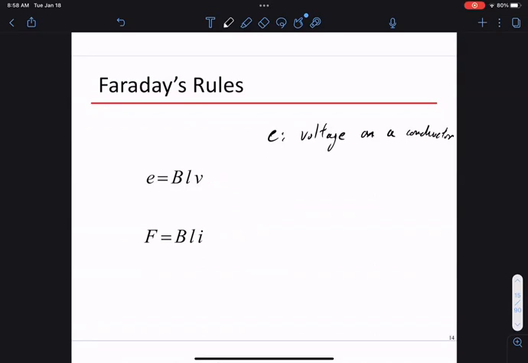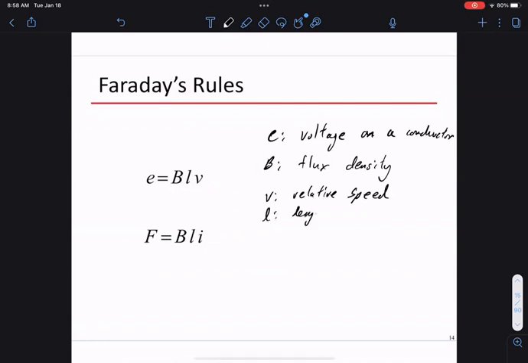Well, the idea is if this conductor is in a magnetic field, so this B is some flux density, and V is now the speed, and L is the length of this conductor. Faraday's law says if you have a piece of conductor that's in a magnetic field, you move it, and that will generate a voltage across the conductor.